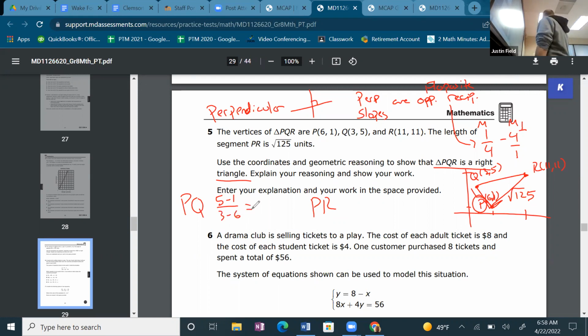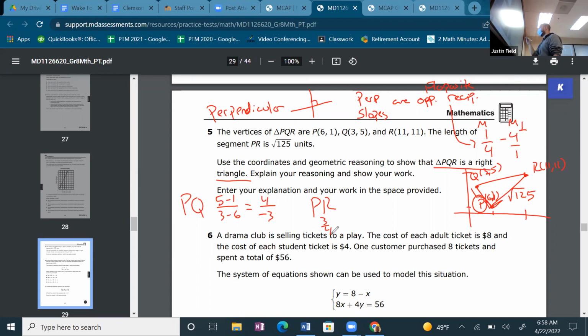What's 5 minus 1? 4. What's 3 minus 6? Negative 3. So what do we hope that PR is? The opposite, the flop, the opposite reciprocal. We're really hoping that it's positive 3 over 4. All right, so let's do the y2 minus y1.